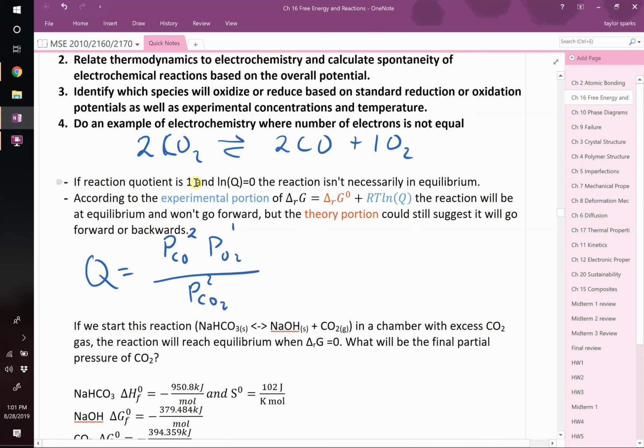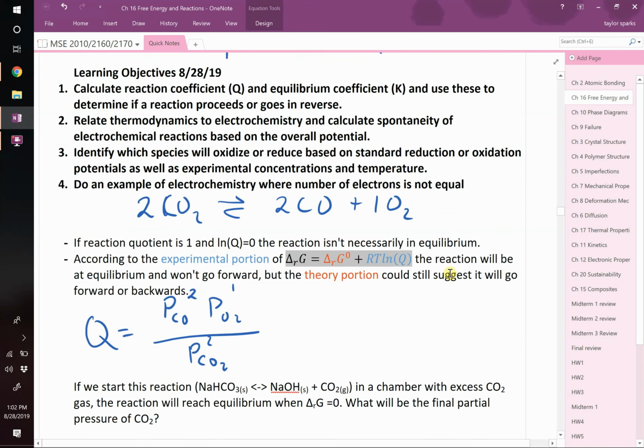If the values, when you plug them in here, if this whole side of the equation equals 1, then the natural log of Q, the natural log of 1, is equal to 0, right? So if we go to our expression here, this whole second term would go to 0. If it's equal to 1 for Q, this whole term goes to 0, okay?